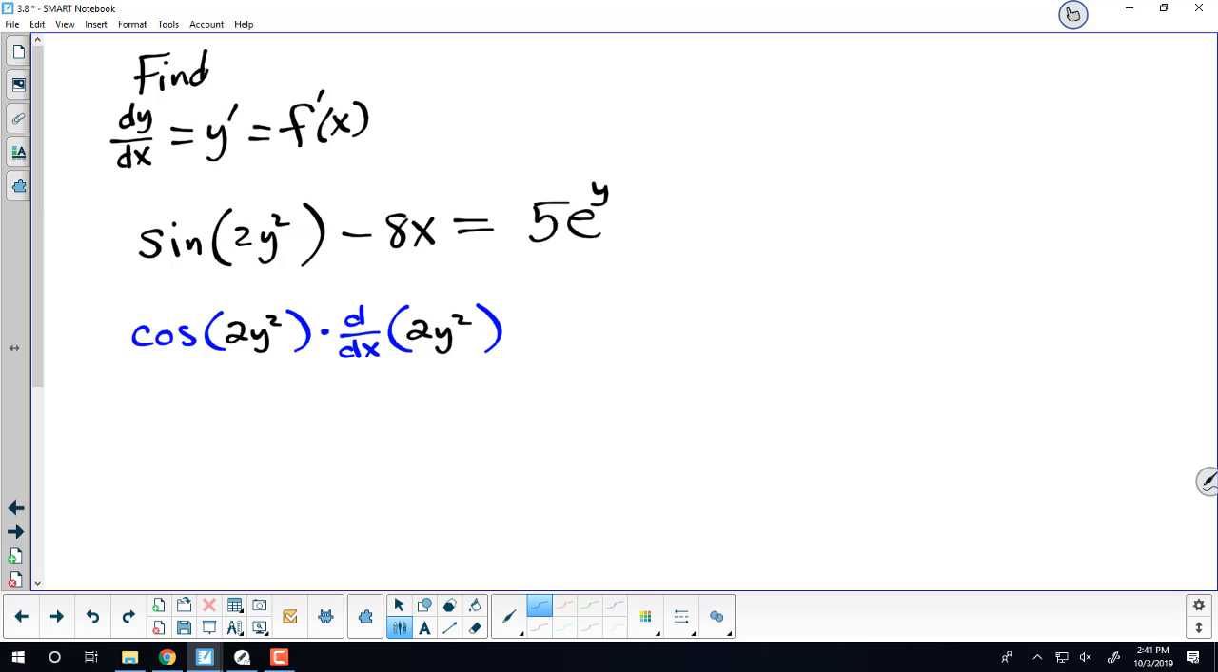Okay, derivative of negative 8x. Derivative of 5e to the y. What would that be? 5e to the y? Wait, no. Would that be another chain rule? 5e to the y prime? Yeah, it's another chain rule. Let's just write it like this. This is 5, the constant, times the derivative of e to the y.